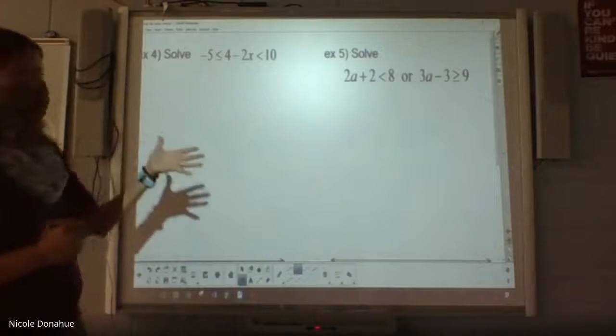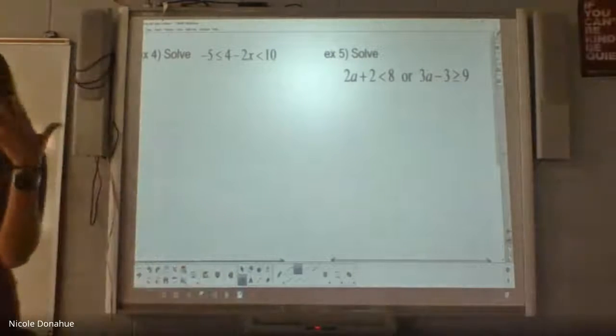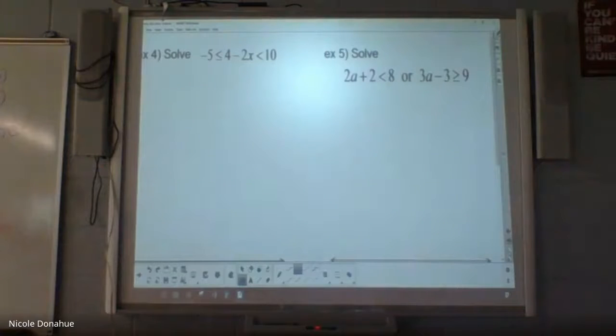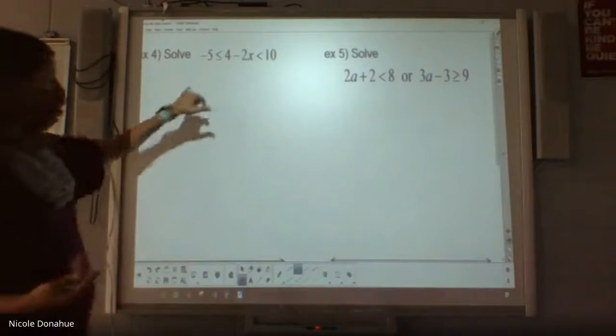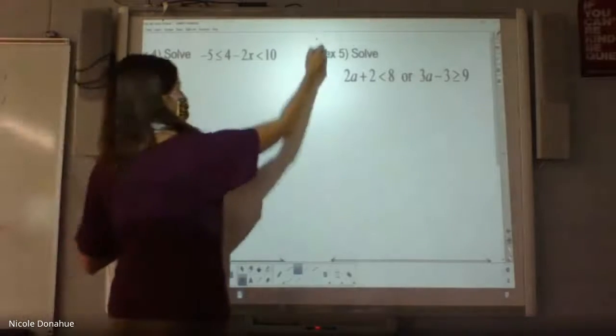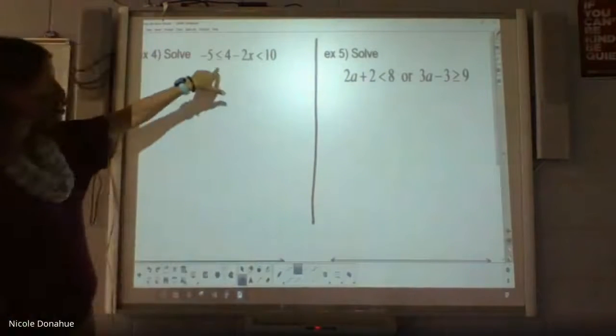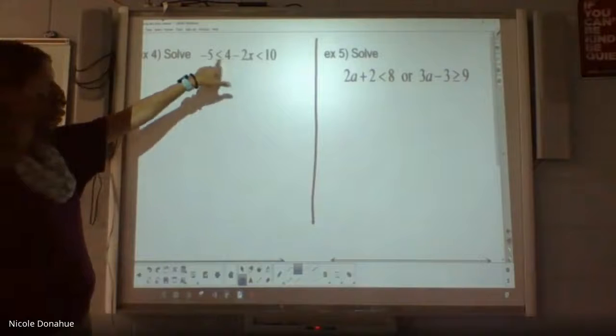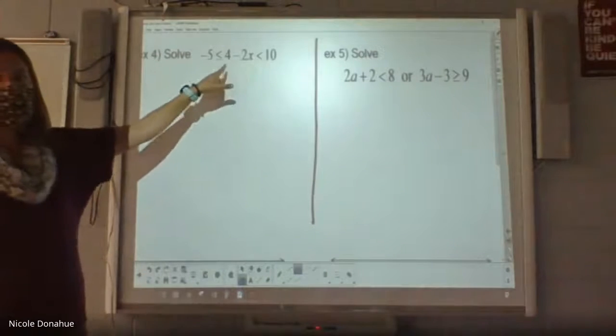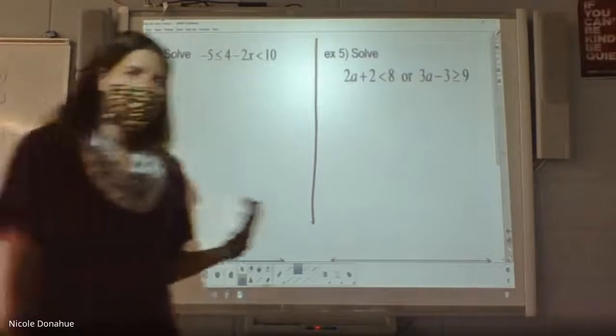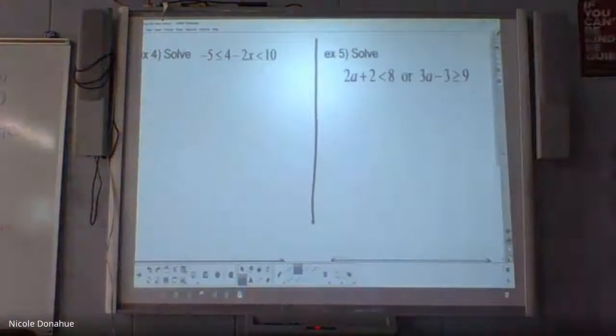These don't have absolute values, so you don't have to worry about setting up a positive and negative version. These are just compound inequalities. These are two separate problems here. This first one asks us to solve this, but there are two separate inequalities in the same column. Anyone have an idea what they're supposed to do to solve this? Do you remember this at all?